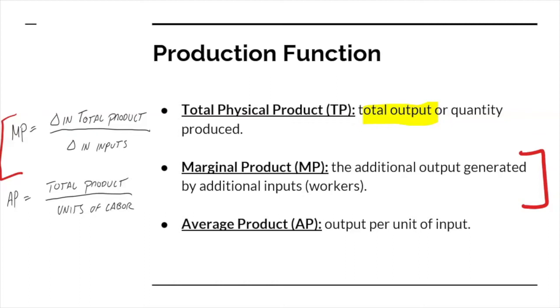So if we're looking at this example, we'll do this in blue. If our total product is 0, 1, 2, then our marginal product is, we can't do it for 0, but from 0 to 1 is 1, from 1 to 2 is 1. Our marginal product is just the difference between the total products, from the first total product to the second total product produced.